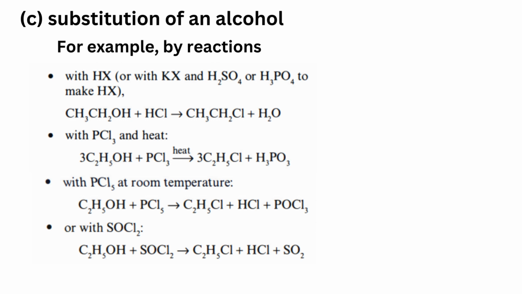3C2H5OH plus PCl3 in the presence of heat gives 3C2H5Cl and H3PO3. With PCl5 at room temperature, the reaction is C2H5OH and PCl5 gives C2H5Cl plus HCl plus POCl3. With SOCl2, which is thionyl chloride, the reaction is C2H5OH plus SOCl2 gives C2H5Cl and HCl and SO2.